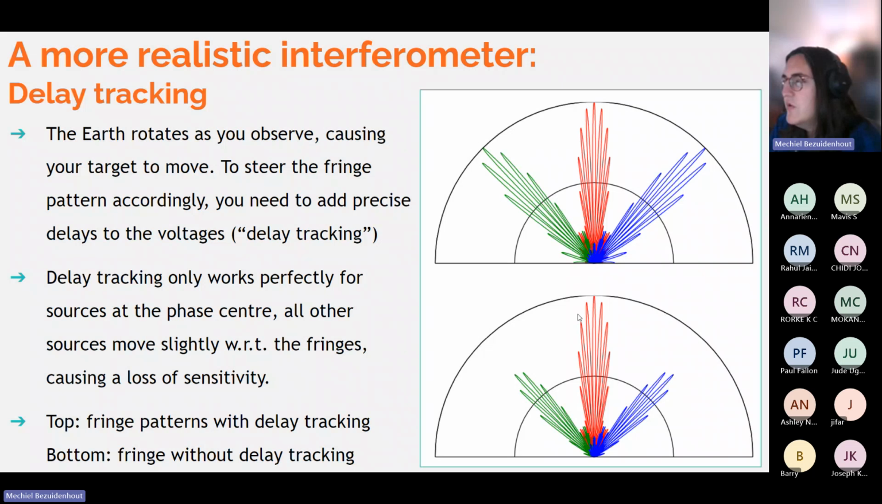But even if you do delay tracking, this delay tracking only actually works perfectly for sources at the phase center, at the center of this main lobe. For everything else that's further away from the phase center, everything is going to move slightly with respect to the fringes, causing a loss of sensitivity. So there's always going to be losses involved with interferometry.